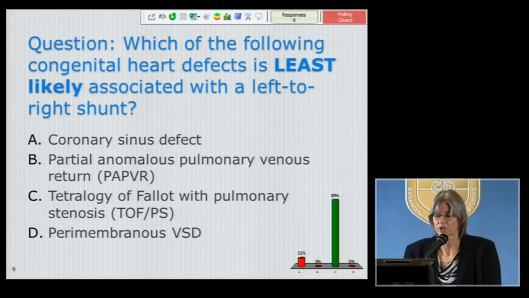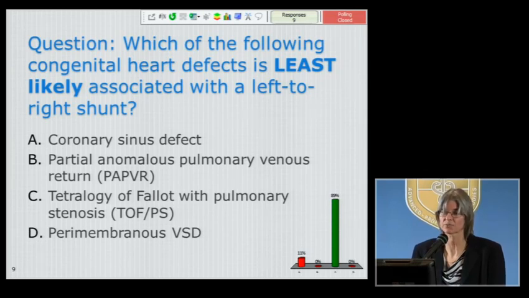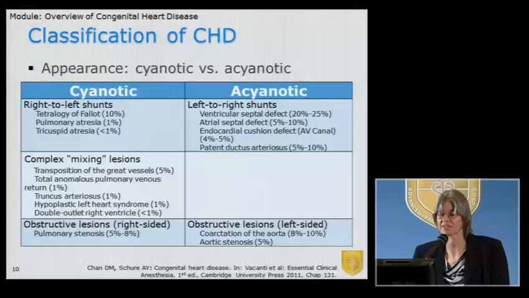Okay, so tetralogy of Fallot with pulmonary stenosis, you are absolutely right. That's the most common cyanotic lesion that we have, and this is a right to left shunt. All the other ones are left to right shunts.